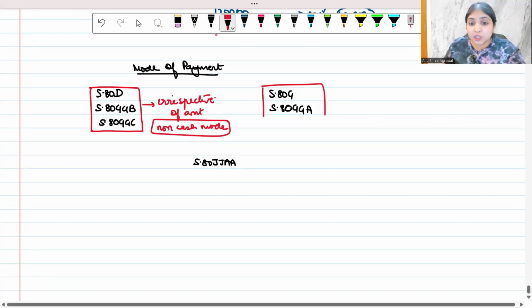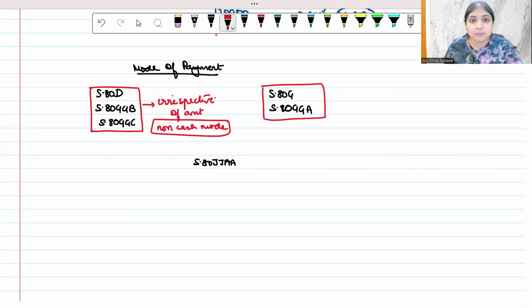But 80G, donations. And what is 80GGA? 80GGA, remember, scientific research, National Fund for Rural Development, National Urban Poverty Eradication Fund.